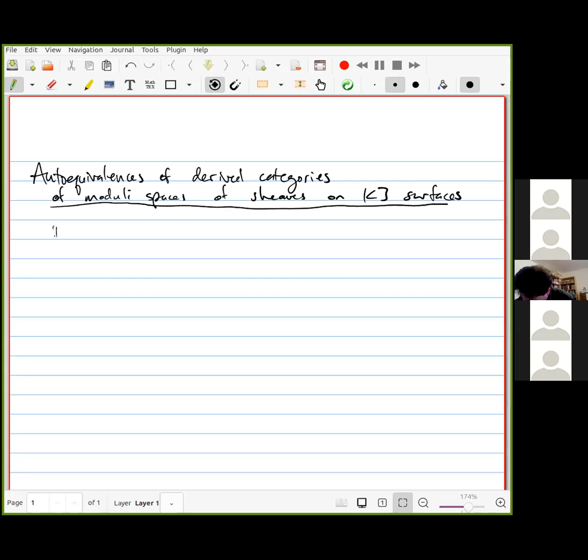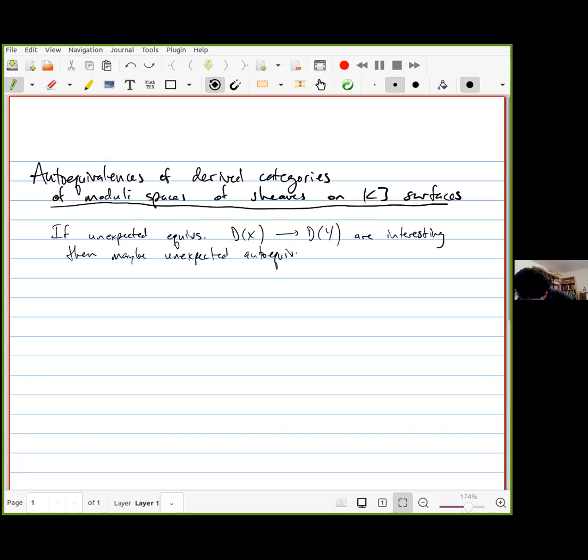So maybe let's say if unexpected equivalences from the derived category of coherent sheaves on one variety to another variety are interesting, and they reflect some sort of secret stringy connection between these two spaces, then maybe unexpected autoequivalences from the derived category of one variety to itself are also interesting. And if that very abstract motivation doesn't do it for you, there will be a stringy discussion later.